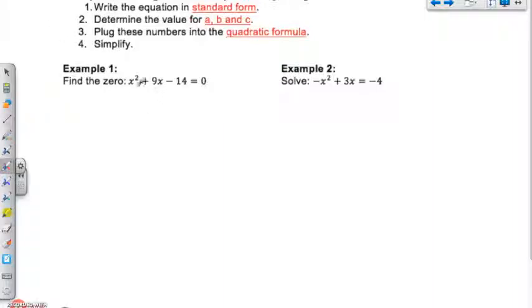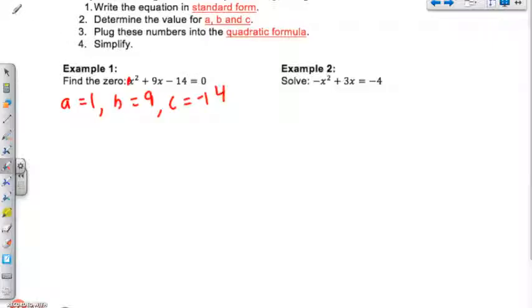So looking at example 1, we are already in standard form. We have everything equal to 0. If we look at our values, a is going to be 1. It is this 1 right here in front of the x squared. Remember, if there is no number in front of the variable, our coefficient is 1. Our b is going to be 9. And our c is going to be negative 14.